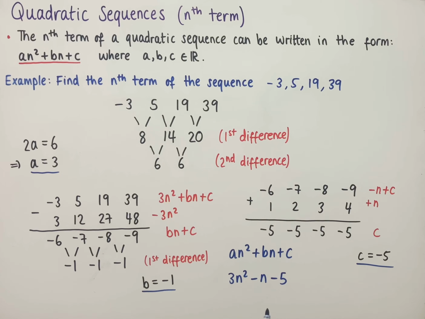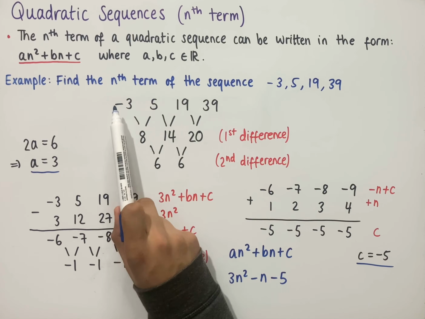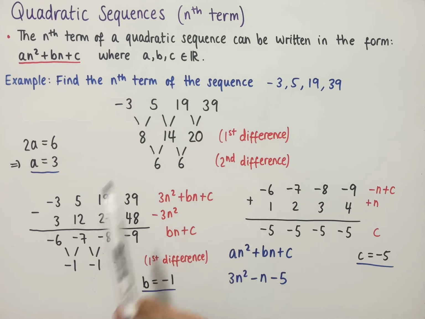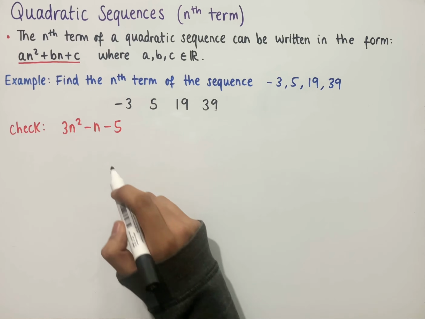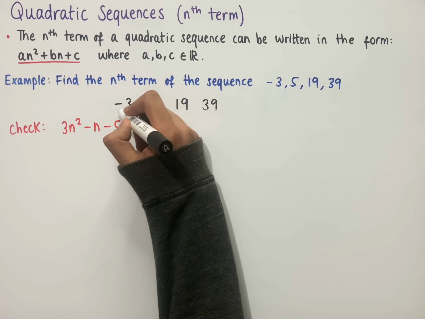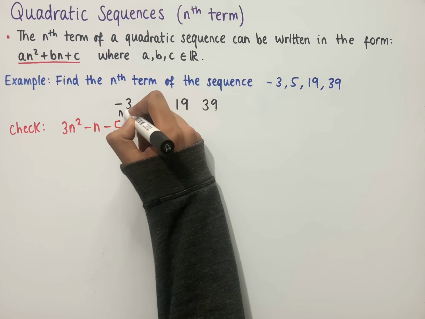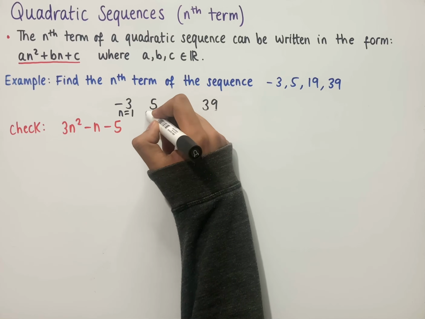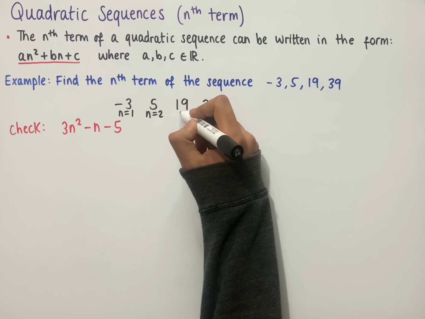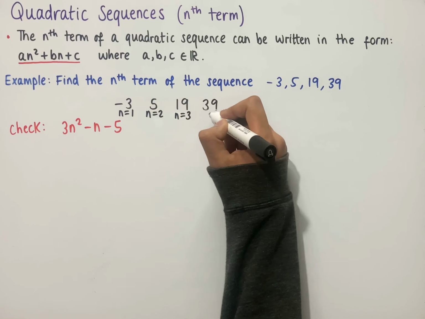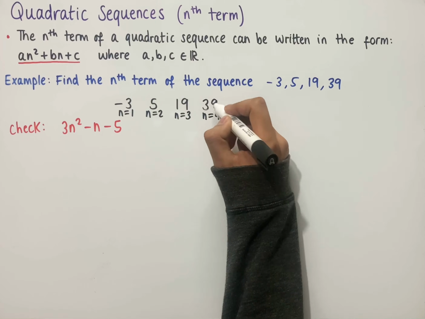5. And that is the nth term of the sequence -3, 5, 19, 39. So we can check the nth term of our quadratic sequence by substituting in the term numbers. So when n is equal to 1, we should get -3. When n is equal to 2, we should get 5. When n is equal to 3, we should get 19. And when n is equal to 4, we should get 39.